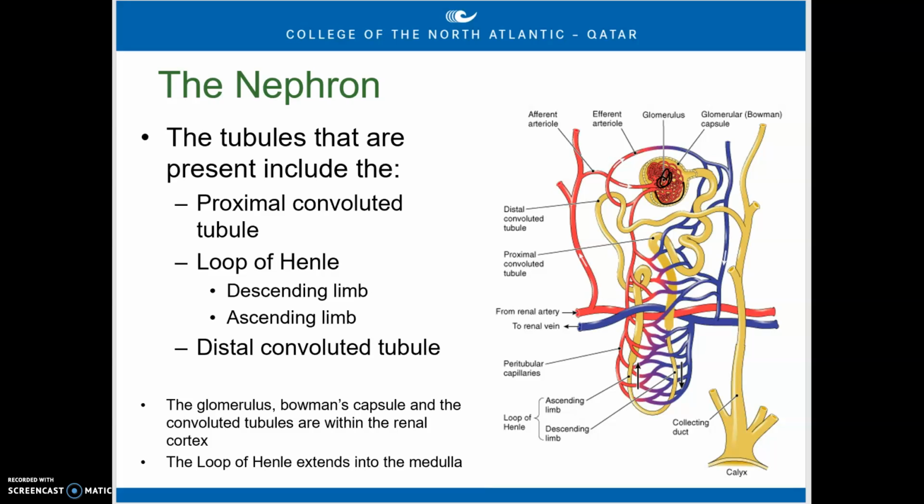When we're talking about the structure and how these work, a lot of the Bowman's capsule and the convoluted tubules are all going to be in the cortex of the kidney. So everything up here will be in the cortex. And the loop of Henle, descending and ascending, is all going to be in the medulla.